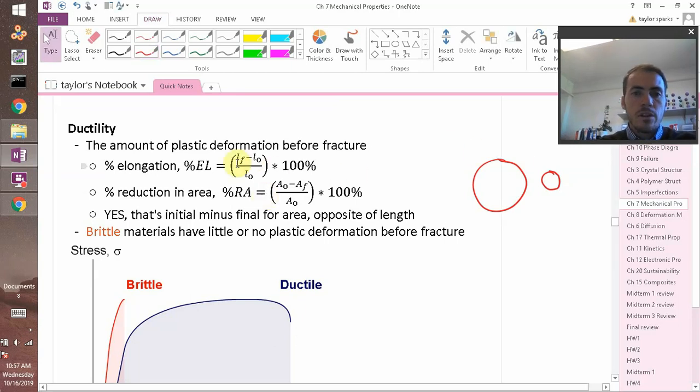And by the way, notice here, for area, it's initial minus final, not final minus initial. It's the opposite of length. That's not a typo.